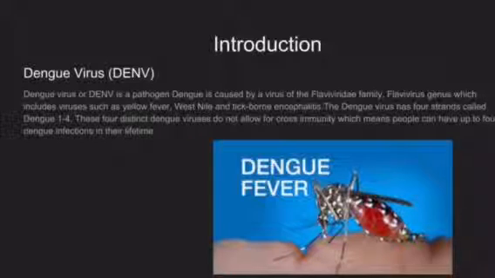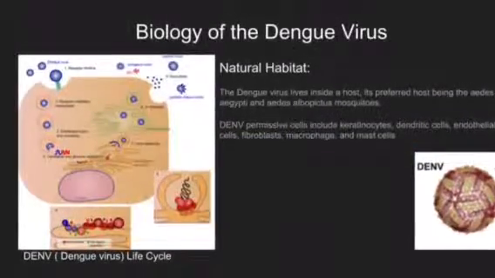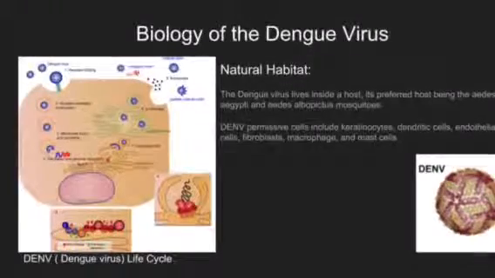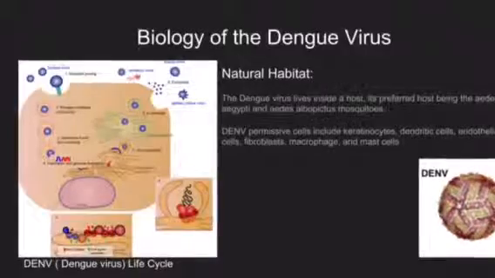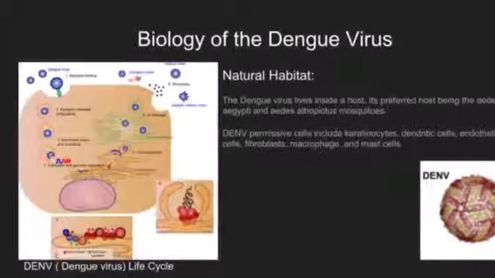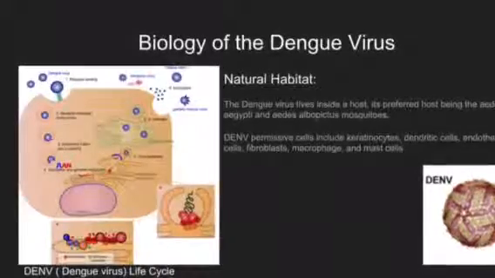These 4 distinct dengue viruses do not allow for cross-immunity, which means people can have up to 4 dengue infections in their lifetime. The dengue virus lives inside a host, its preferred hosts being the Aedes aegypti and the Aedes albopictus mosquitoes. DENV permissive cells include keratinocytes, dendritic cells, endothelial cells, fibroblasts, macrophage, and mast cells.